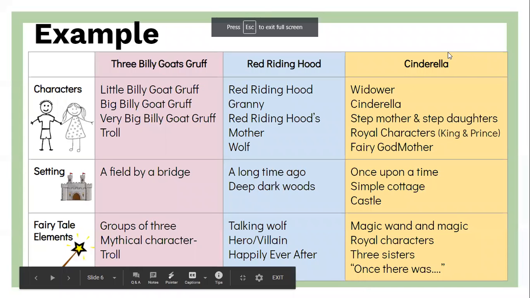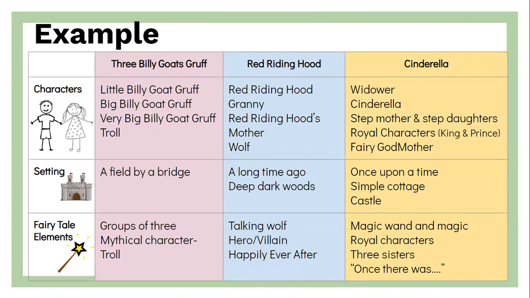So what were some examples in the Three Billy Goats Gruff that made it a fairy tale? Well, there was groups of three. There's the little Billy Goat Gruff, the big Billy Goat Gruff, and the very big Billy Goat Gruff. And there's a mythical character, which is a troll. The setting of the story was a field by a bridge.